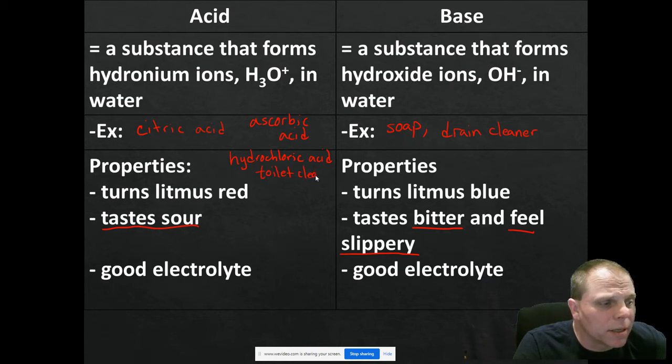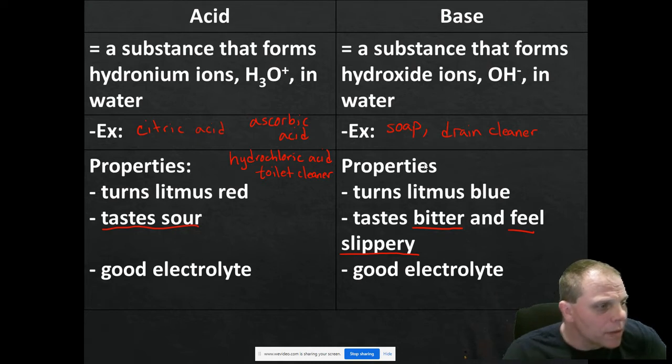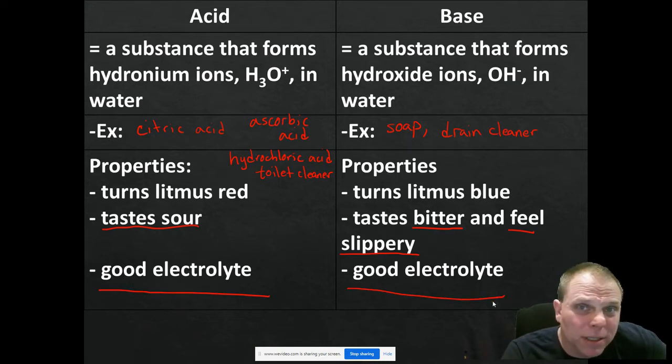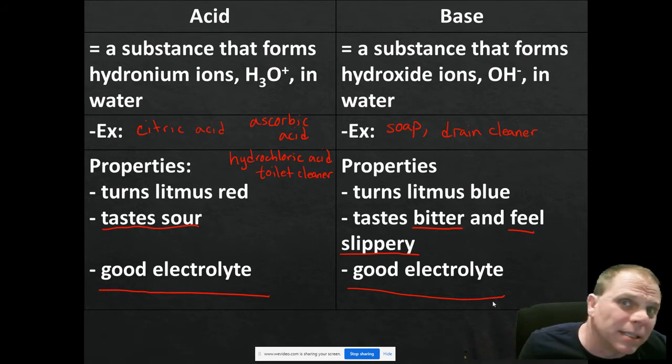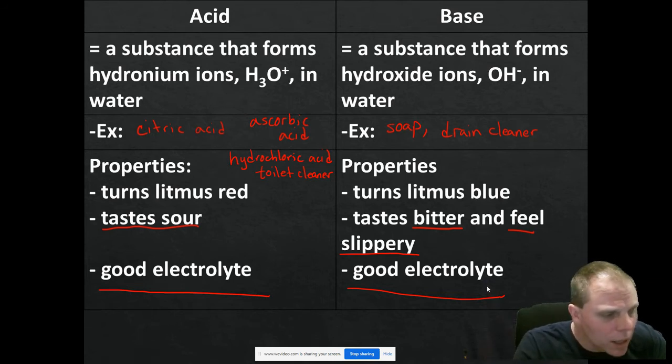Okay, so we can see that there are certain types of cleaners that use acids and bases to clean things as well. The other thing we want to talk about here is that acids are good electrolytes and so are bases. These are both allowing for electricity to conduct. If they get dissolved in water, they turn into ions, and those ions allow for electricity to conduct. And so acids and bases are both electrolytes.